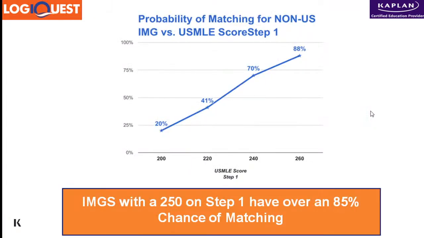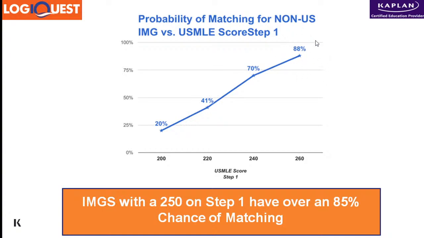Now, out of Step 1, Step 2 CK and Step 2 CS, especially for third year, final year and intern students, this is for you who are planning to take the examination either this year or by December of next year at the latest. If you have a 250 plus on your Step 1, it is a proven fact that you have more than 85% chances of matching.